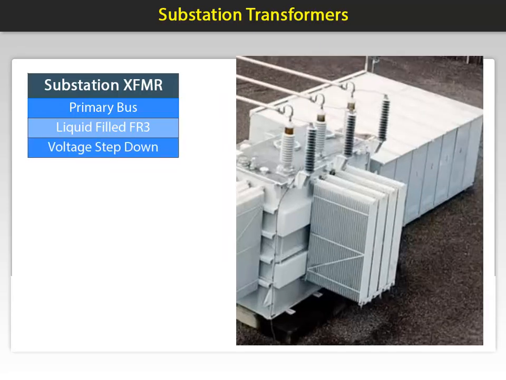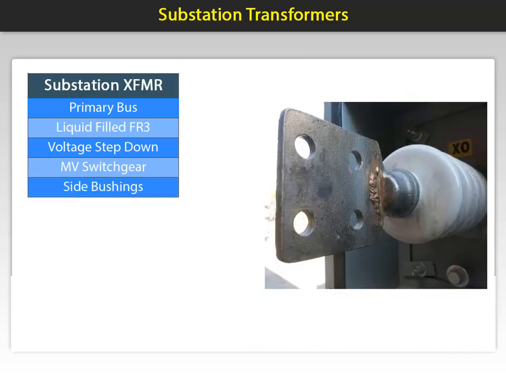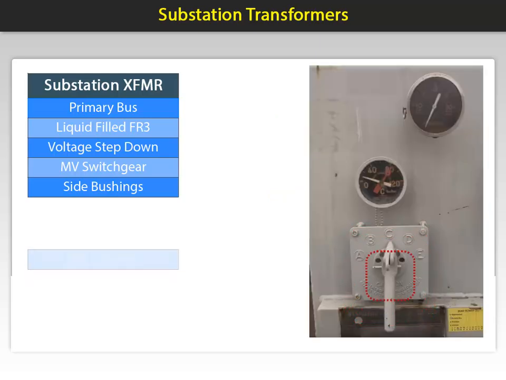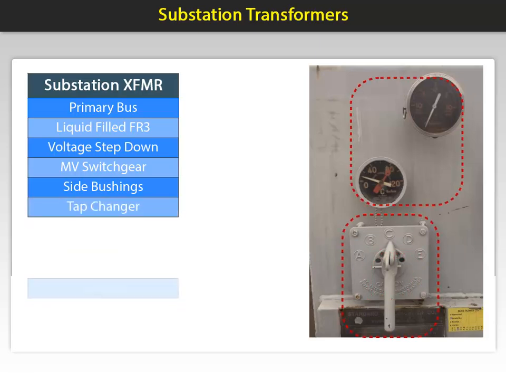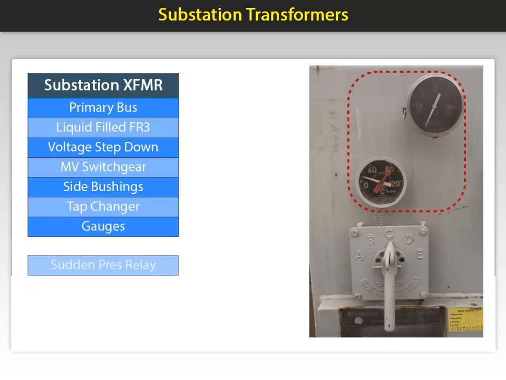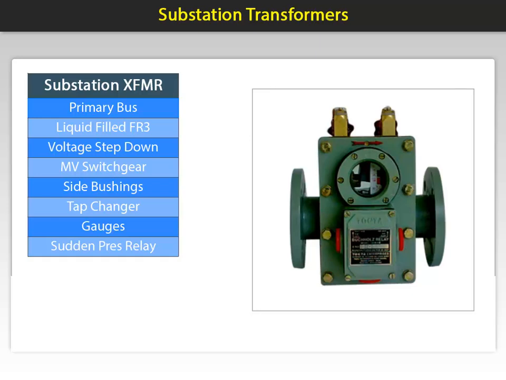The secondary is connected to medium-voltage switchgear. These can be breakers or fuse disconnects. They can be connected close-coupled to the transformer with side-mounted bushings with a standard 4-hole pad or by overhead busbar off the top-mounted secondary bushings. These are equipped with tap changers to adjust the voltage, liquid level gauges, temperature gauges, relief valves, and sometimes a sudden pressure relay to help protect the transformer.